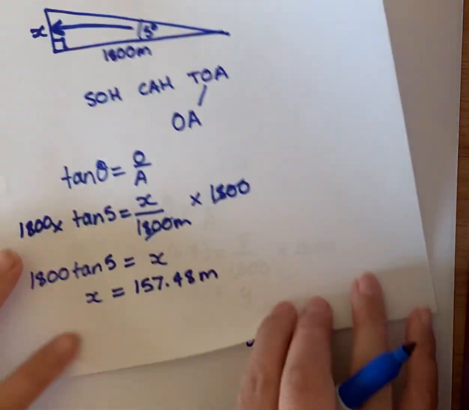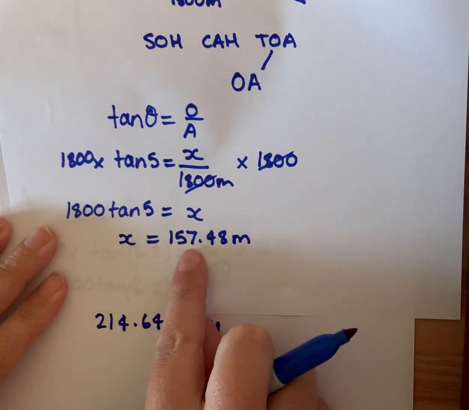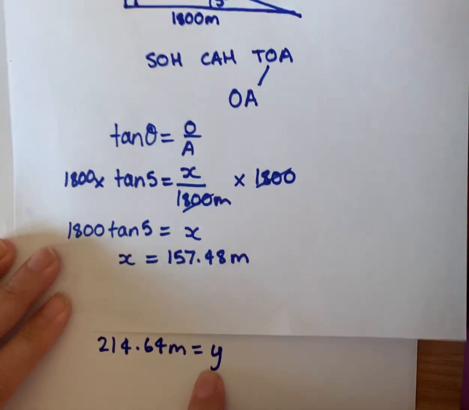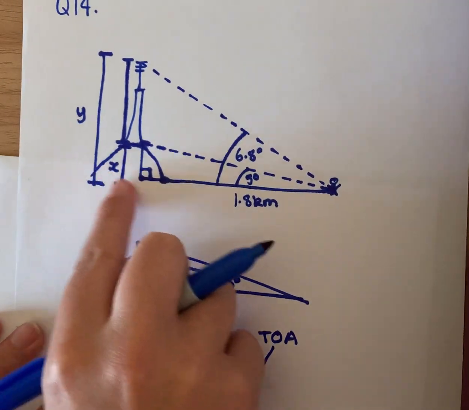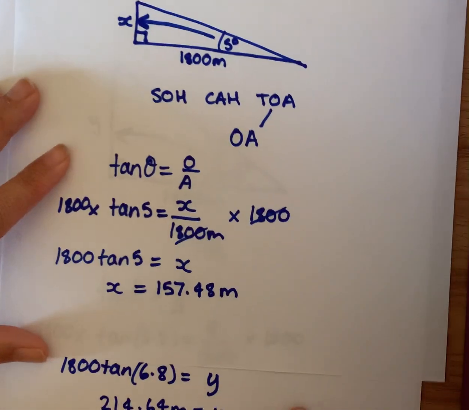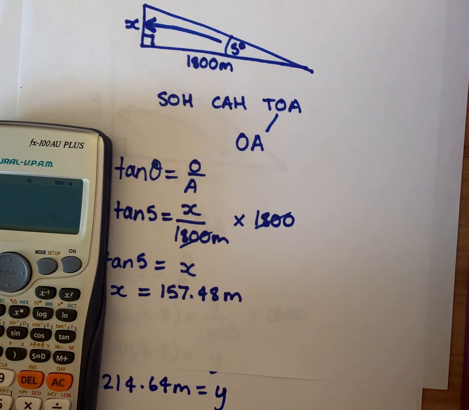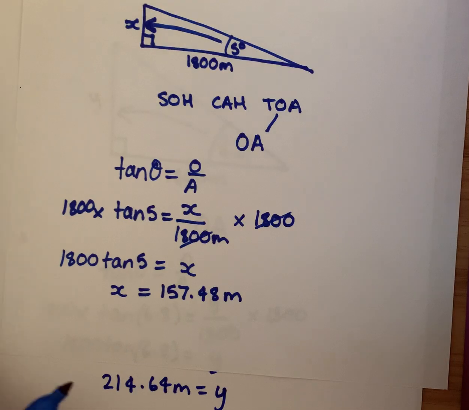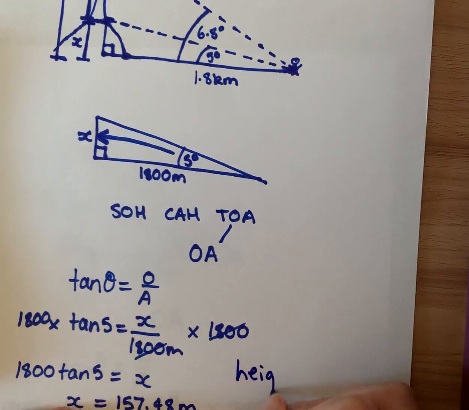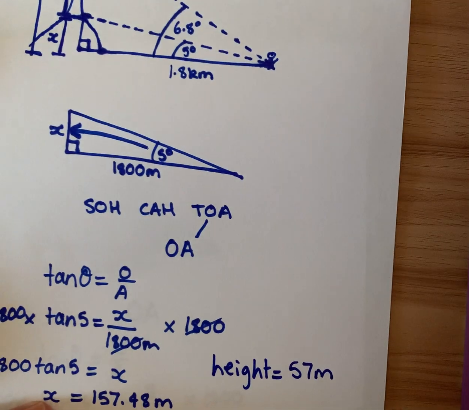Okay, so we've got x and we've got y. We've got x is 157.48 meters and y is 214.64 meters. So if we subtract x from y, we'll end up with our height of our transmission tower here. So let's do that. 214.64 minus 157.48 gives us a height. So height of our actual transmission tower here is 57 meters to the nearest meter.